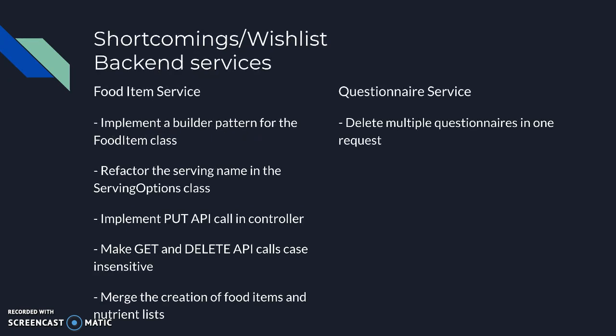Now, let's discuss some of the improvements that we recommend on the backend services. On the food item service, a builder pattern would be a cleaner and more efficient way to create food items. Some food items have a variety of attributes. For example, they might have a serving that is the default, or they might have a list of servings. They might have a sugar component or they might not. So a builder pattern would be a better way to handle the creation of all of these different objects.